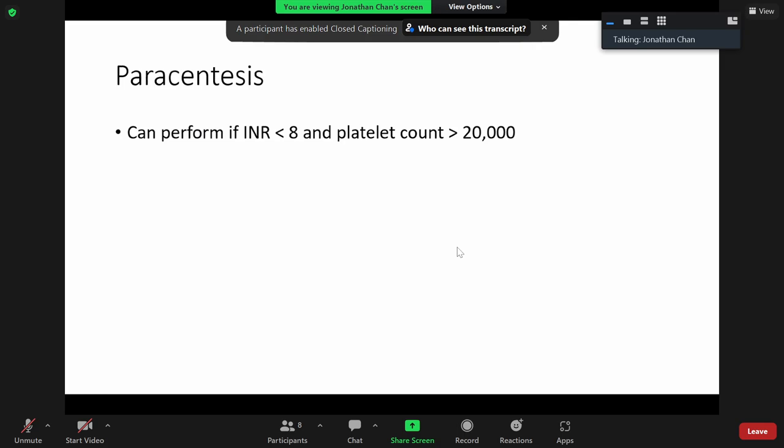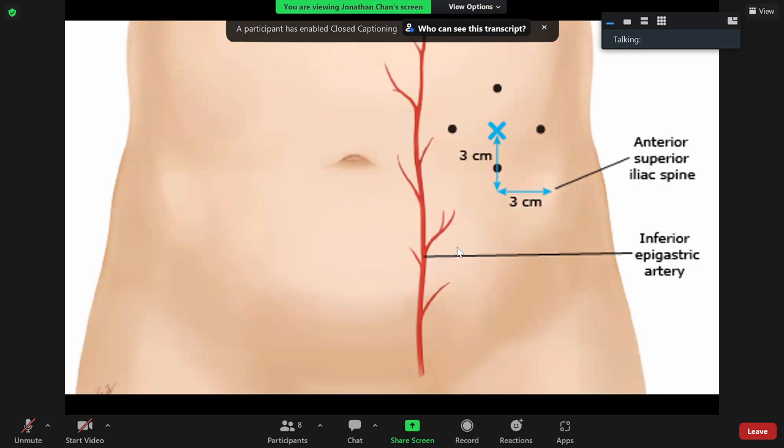A paracentesis we can perform if the INR is less than 8 and the platelet count is greater than 20,000. When we perform a paracentesis, we see where the inferior epigastric artery is, and we want to find the spot there. So we want to palpate where the anterior superior iliac spine is, go down 3 centimeters and go to the right 3 centimeters so that we're avoiding the inferior epigastric artery.